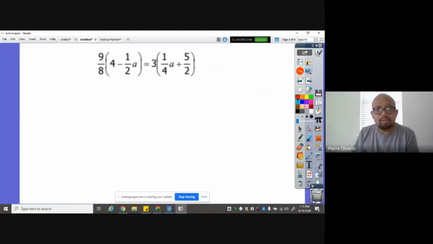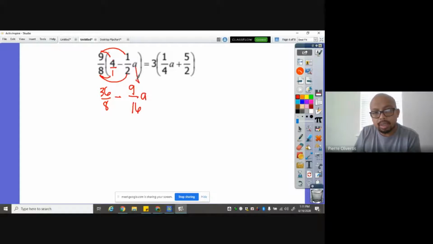Last one with fractions. One more way. Okay, so here you're going to distribute the 9/8 to the 4. Remember, 9 times 4 is 36. 8 will be multiplied to the number under the 4, which is 1 there, which will be just 8. Minus 9 times 1 is 9. 8 times 2, it's 16. A, because there's an A there.